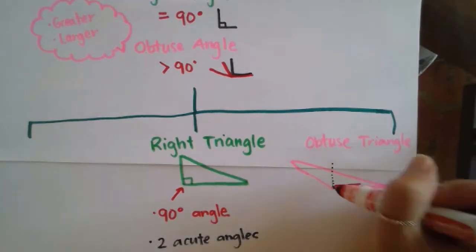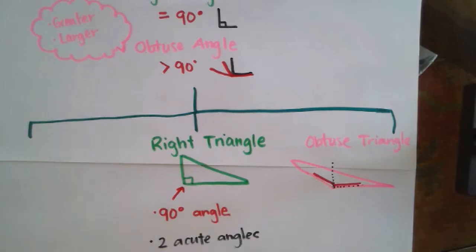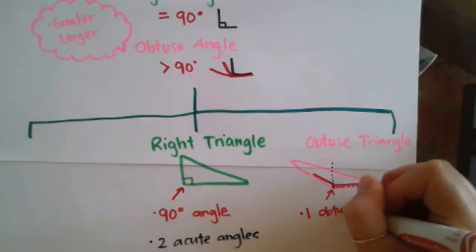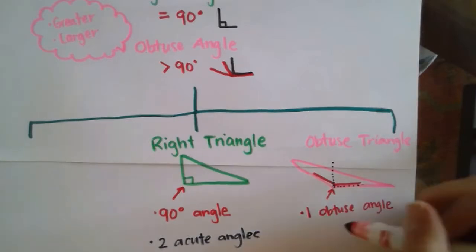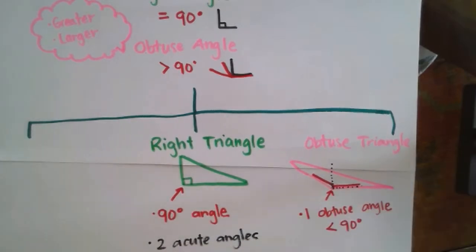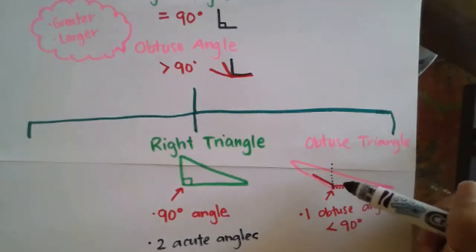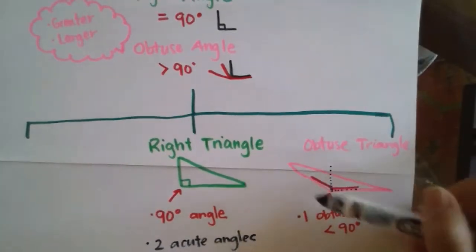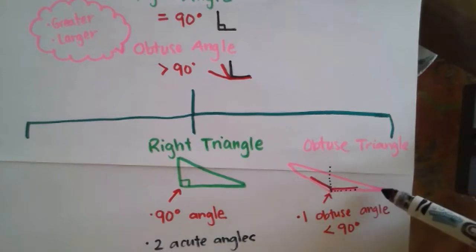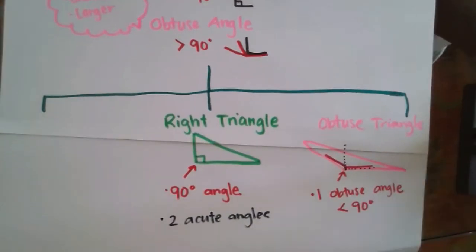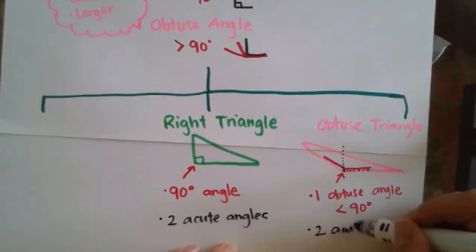An obtuse triangle has one obtuse angle, so it's greater than 90 degrees. And then it has two small angles, or acute angles, meaning they are less than 90 degrees. If I have an obtuse angle, then of course I'm going to have two acute angles, because again, this triangle must add up to 180 degrees.